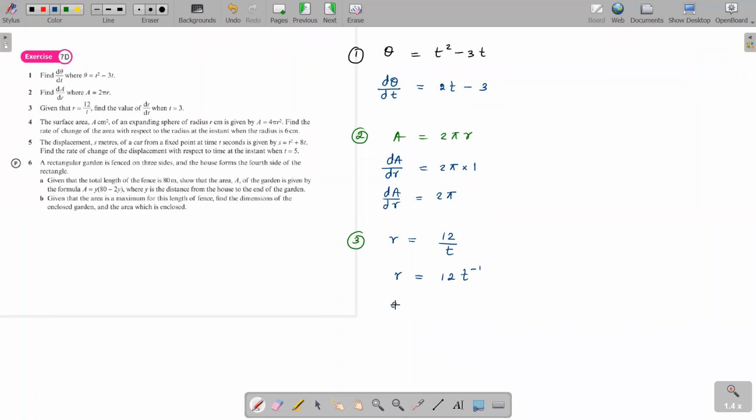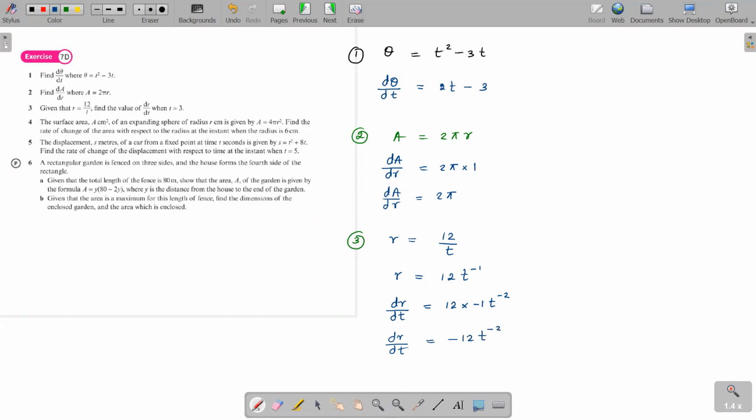So we get here dr by dt. Is that okay? dr by dt equals, so what happens when you differentiate 12 times t to the power minus 1? When you differentiate, we get minus 1 t to the power minus 2. That's okay, right? You bring the power forward, you subtract 1 from the power. That's what we do when we differentiate, right? So basically dr by dt gives you minus 12 t to the power minus 2.